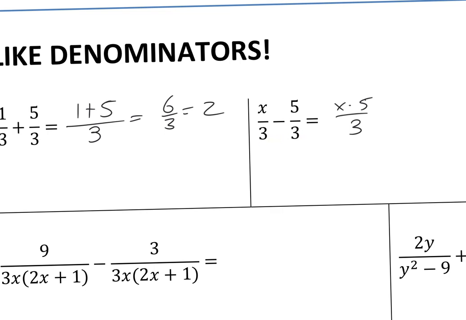If the denominators are common, you could just write it as one fraction and combine the numerator however you're told. So here it's x minus 5. If it was plus, we'd write x plus 5. This one cannot be simplified anymore, so that's it. X minus 5 over 3. That's the whole thing.